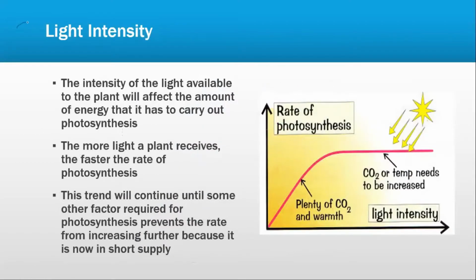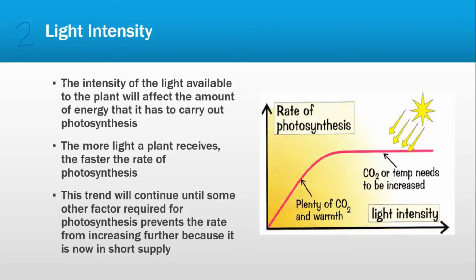Now we have the second factor, which is light intensity. Of course, light intensity affects photosynthesis. We all know plants trap light energy. The chloroplast or the chlorophyll inside the plant's leaves are responsible for trapping light energy. When you compare two plants, one is under the sunlight, the other is trapped in a dark room. One is receiving the sunlight, the other one is not receiving any sunlight.